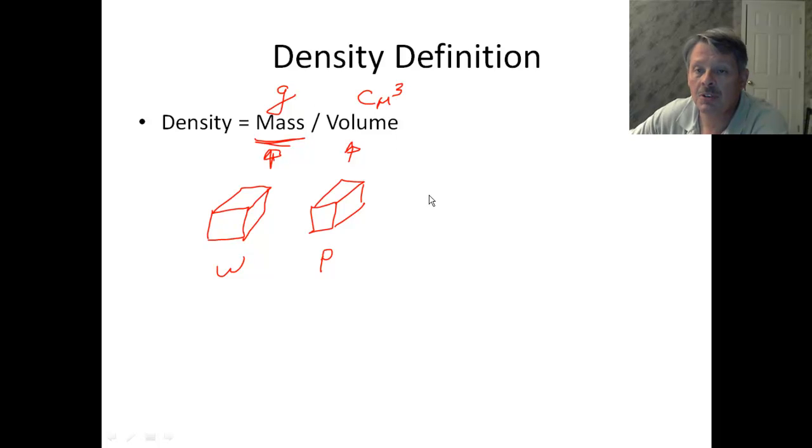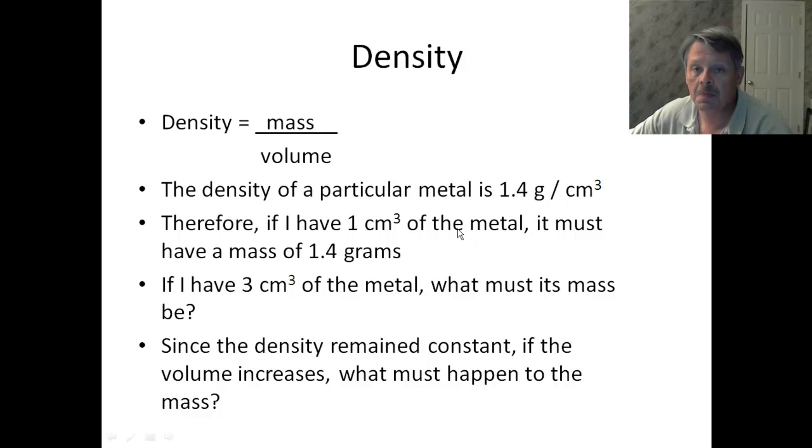Now, we tend to measure mass in grams, and we tend to measure volume in cubic centimeters. If you remember, a centimeter is about how long or how wide your little fingernail is, and so we're just going to make a little box out of things that are that size. Okay, so let's say that I have a particular metal, and its density is 1.4 grams for every cubic centimeter of the metal that we have. So if I have 1 cubic centimeter, it must weigh 1.4 grams. But if I have 3 cubic centimeters of the metal, what must its mass be?